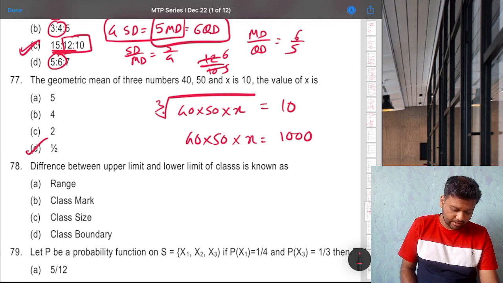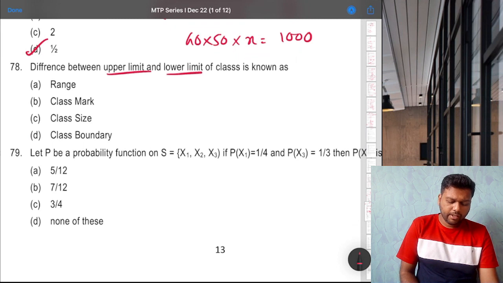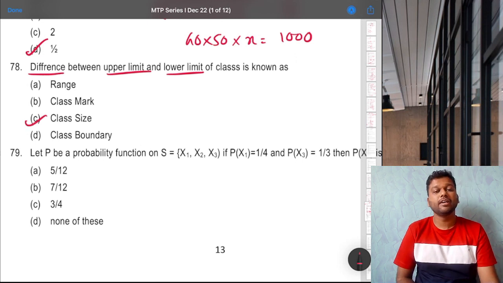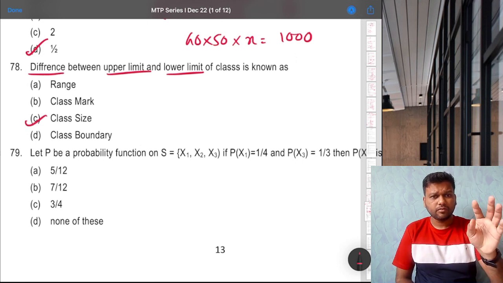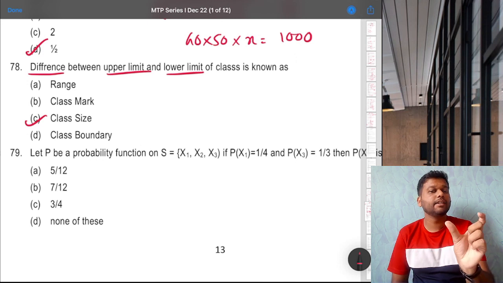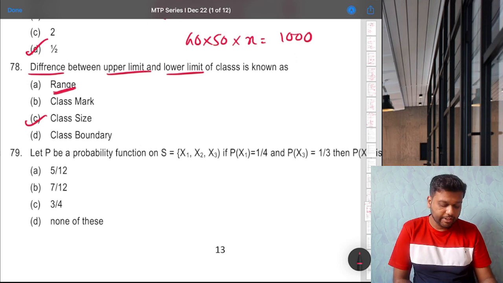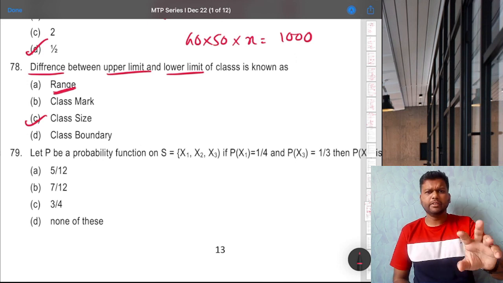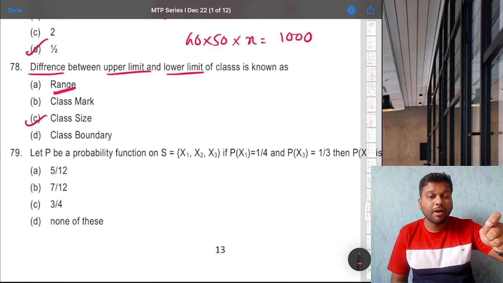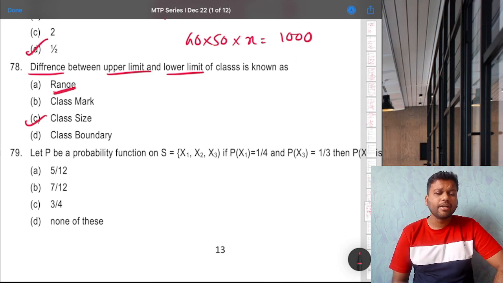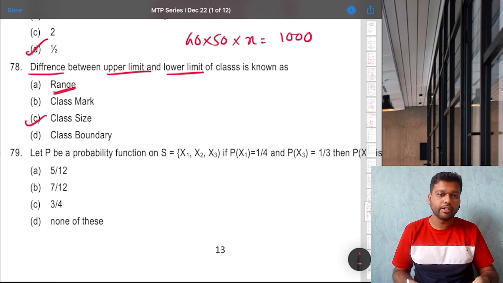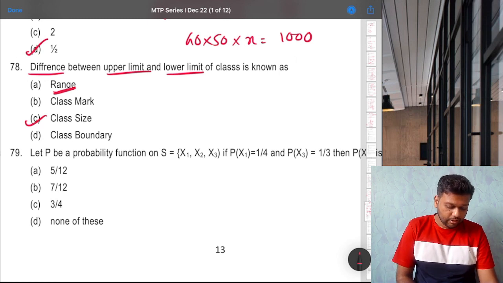Okay. Next, 78. Difference between upper limit and lower limit of class is known as, out of these options, if you see, the difference is only class size. Understand, it has multiple names, but in this, class size is the correct answer, because range is what? Difference between boundaries. Class mark is what? Midpoint. Class boundary is what? The upper or lower boundary. So C is the correct answer.